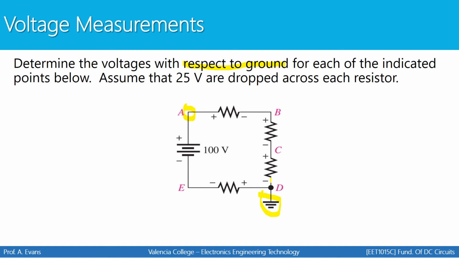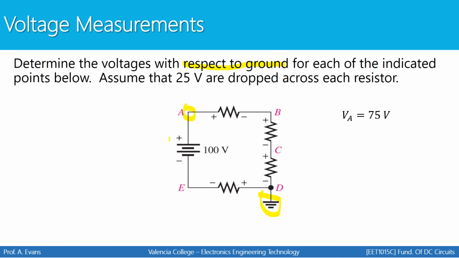So we're going to determine the voltages with respect to ground for each of the indicated points below. So we're going to find the voltage at point A to ground, point B to ground, C to ground, D to ground, and E to ground. We're going to assume that every resistor has the same voltage drop of 25 volts.